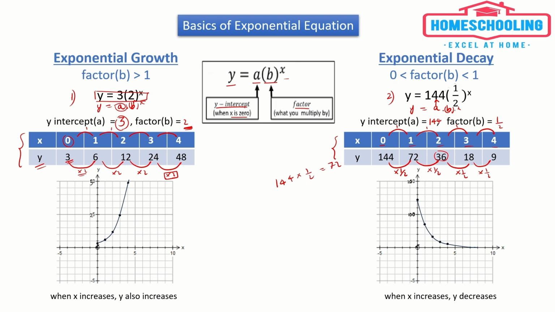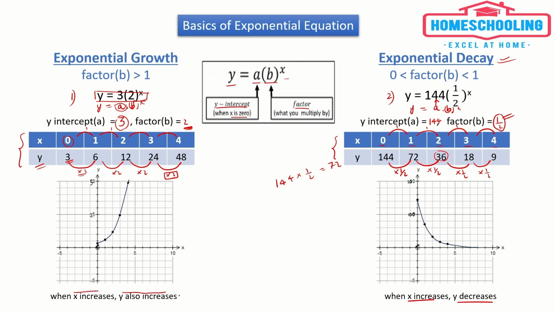What is going to be our multiplier here? Because the next y value is half of the previous y value, our multiplier or the factor b is half here. Now when we put this equation on the graph, we can see our graph is falling like this. So this is an exponential decay graph. As x is increasing from 0 to 1, 2, 3, 4, we can see the y value is decreasing with a multiplier of half.